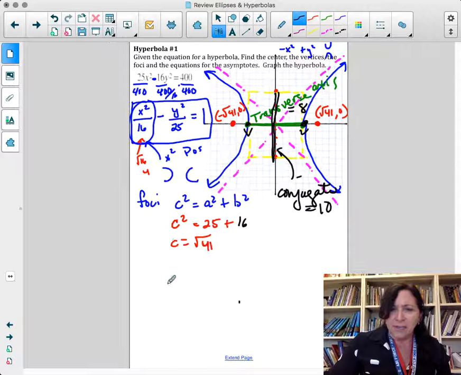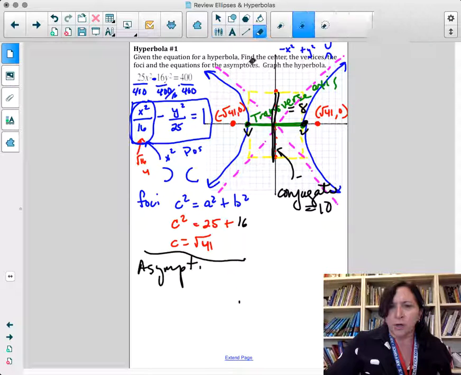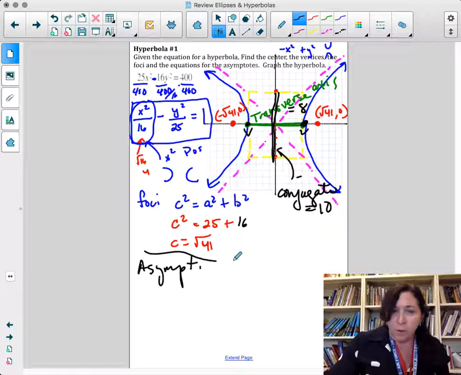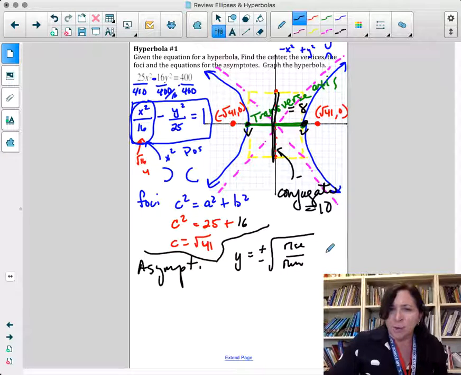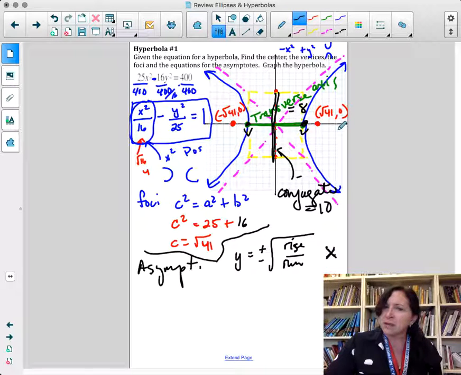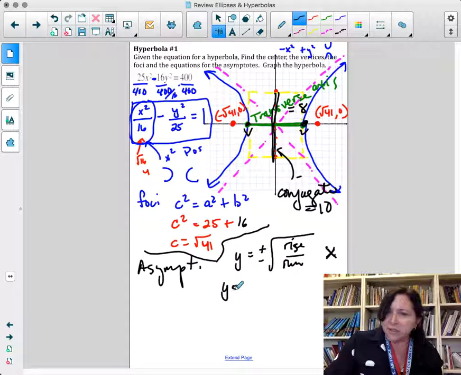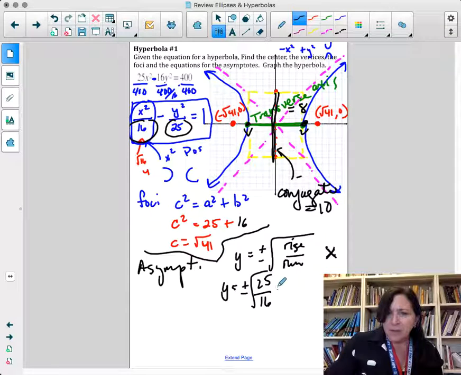Lastly, the last thing you needed to do for this problem was to find the asymptote equation. When I'm doing these, I always use this formula. It goes y is equal to plus or minus the square root of whatever the rise over the run is, which means my y coordinate over my x coordinate. And don't forget the x, because these are actually lines, so you do need an x there. So y is equal to plus or minus the square root of 25 over 16, x. So my asymptote equation is y equals plus or minus 5 over 4 x.